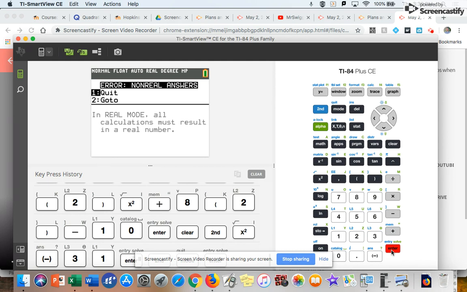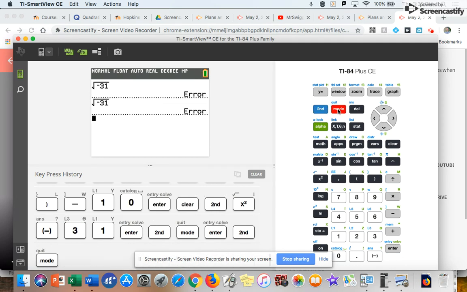Now think about what a square root is. It's a number that when you square it, equals that. Well, is any number times itself going to be negative 31? No. I mean, the square root of 31 is between 5 and 6, but for negative 31, 5 squared is positive 25, negative 5 times itself is positive 25. Any real number times itself is positive.